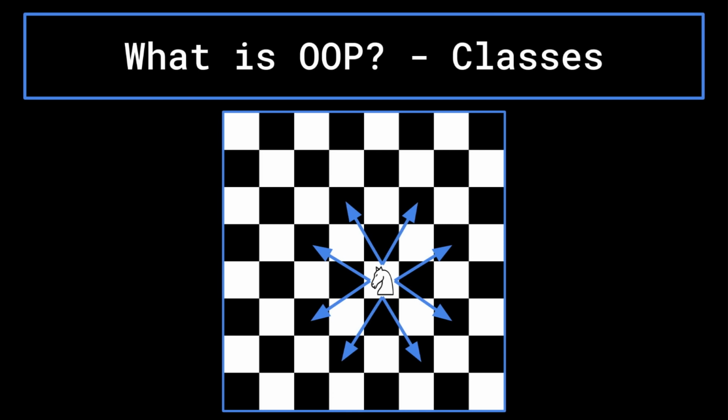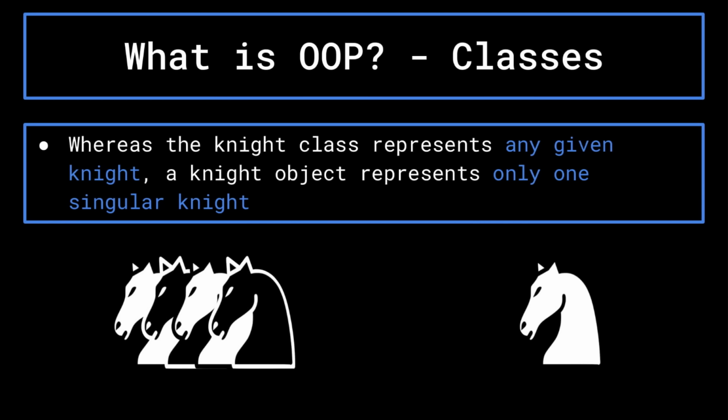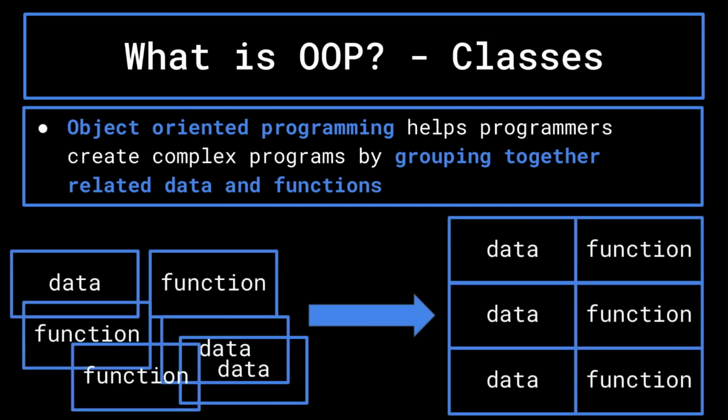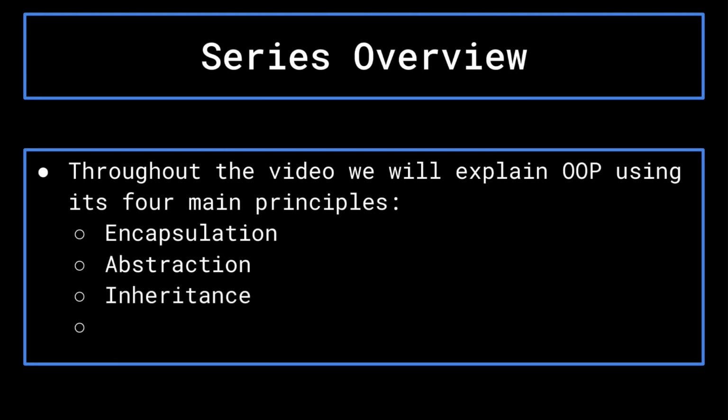When creating a knight object, you initialize its attributes, or its variables, and its methods, or its functions, to contain information specific to that knight. Whereas the knight class represents any given knight, a knight object represents one knight in particular. Essentially, object-oriented programming is the best tool us programmers have right now to create complex programs by grouping together related data and functions. Throughout the course of this video, we are going to be getting into detail into how all of this works using the 4 main principles of object-oriented programming. Those being encapsulation, abstraction, inheritance, and polymorphism.